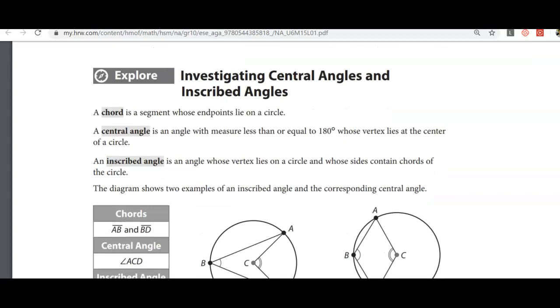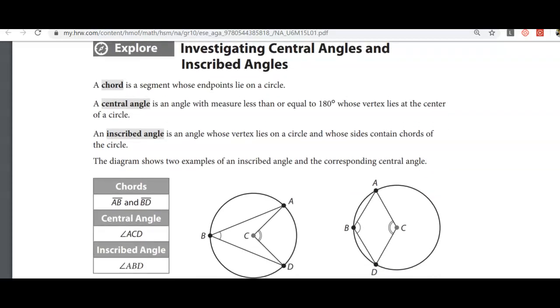Okay, to start off with, we have three definitions that I need you to know. The first one is called a chord. Sorry, my computer just zooms randomly. You've got to bear with me. A chord right here is a segment whose endpoints lie on a circle. This is one chord right here. This is another chord right here. This would be considered a chord, and this one would be considered a chord. They have endpoints that lie on the circle.